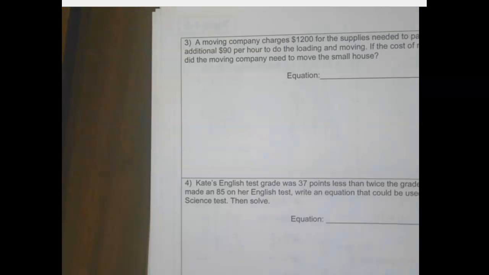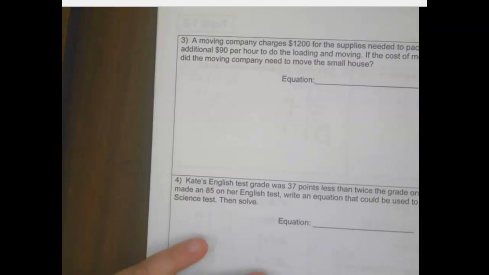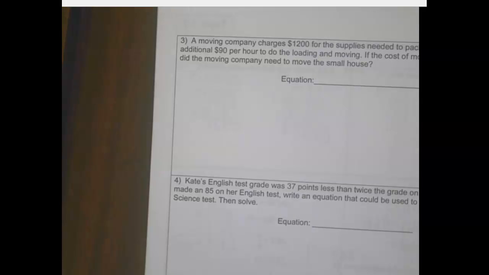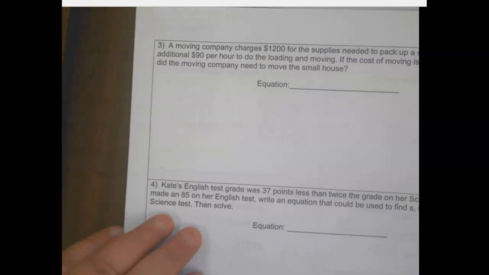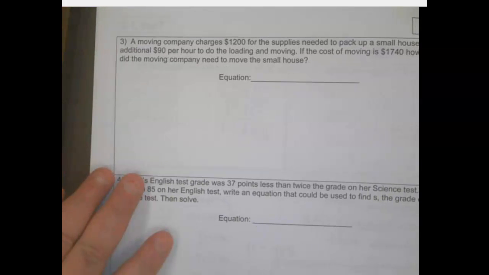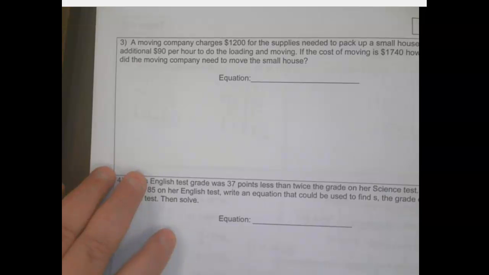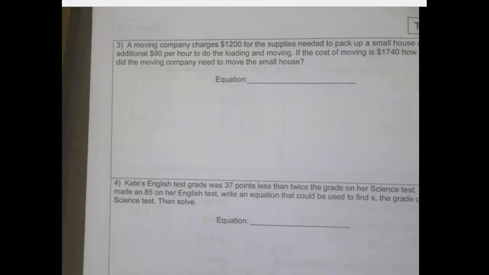Now we're going to look at it in some word problem. A moving company charges $1,200 for supplies needed to pack up a small house, an additional $90 per hour to do the loading and moving. If the cost of moving is $1,740, how many hours did the moving company need to move the small house? Side note, one thing I do love about this curriculum is the numbers are very accurate. This is how much it really costs, for the most part, to have someone come move your stuff for you.